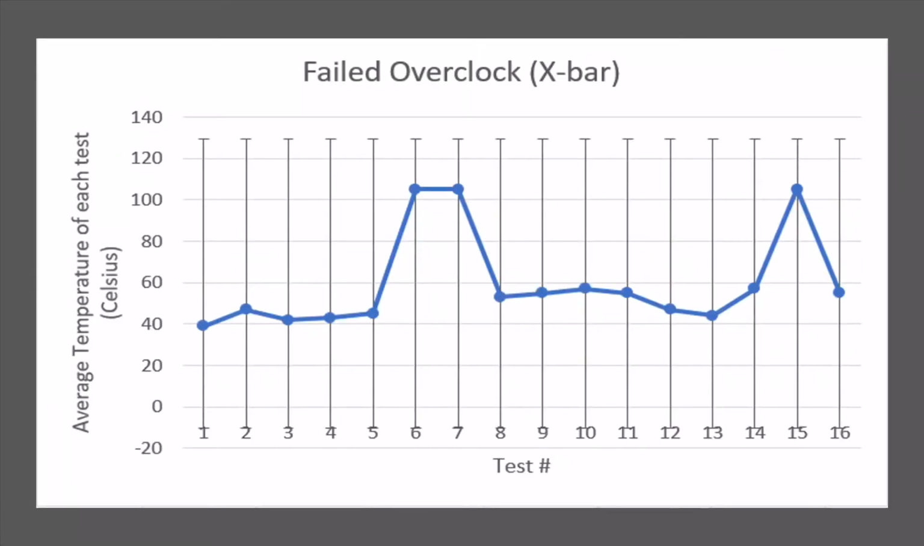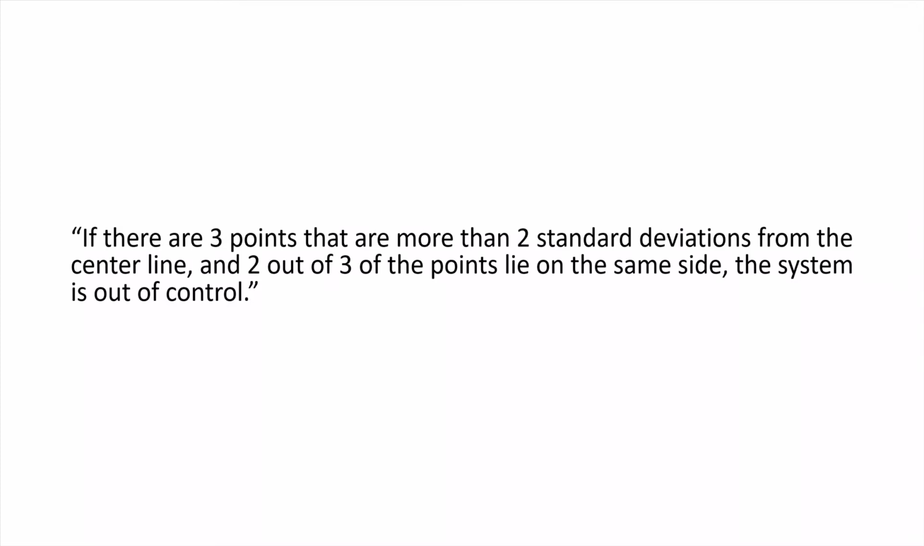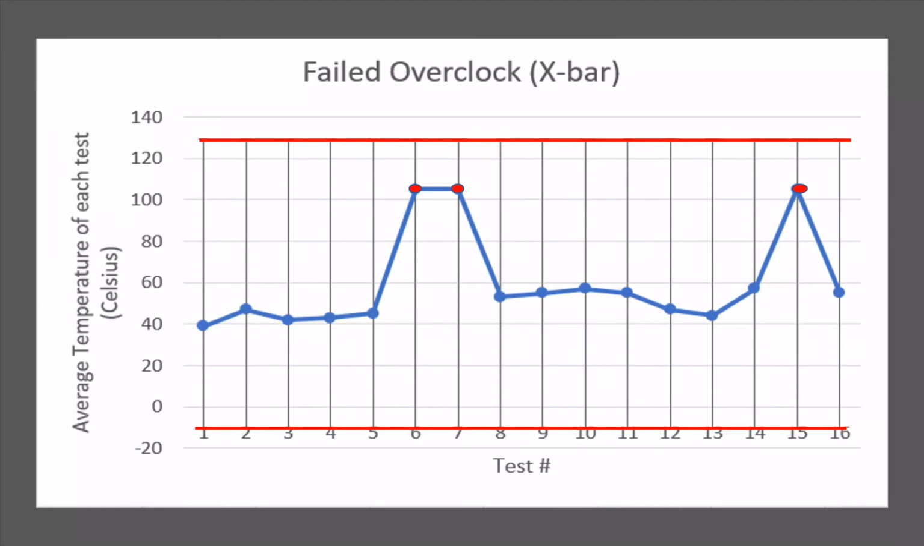Although all the points in the third graph lie within the control limits, the 3 outliers cause the system to crash. There are many more conditions that signal an out of control system than just going over the control limits. The high skewness suggests that the variations are not normal. One of the rules states that if there are 3 points that are more than 2 standard deviations from the center line, and 2 out of 3 points lie on the same side, then the system is out of control. In our third graph, the 3 outlier points also lie more than 2 standard deviations away from the center line. The full list of the out-of-control signals will be in the description of this video.